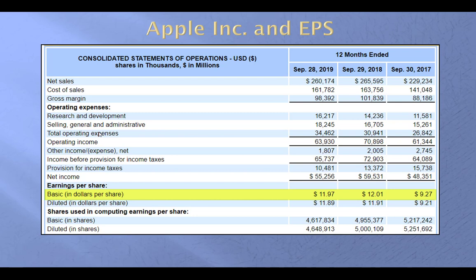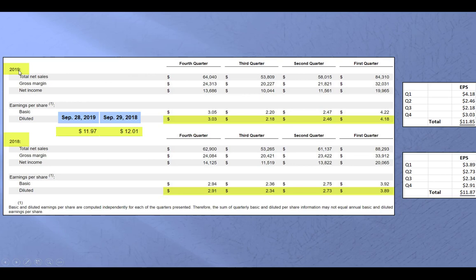Almost done. Apple. Year ended 2019. Earnings per share on an annual basis, 11.97, 2018, 12.01. Let's look at their note. 2019, these are the 4 quarterly numbers. Add them up, 11.85. Does not agree with that annual number of 11.97. Add them up, 11.87 does not agree with the number of 12.01. In each case here, the annual number is more.